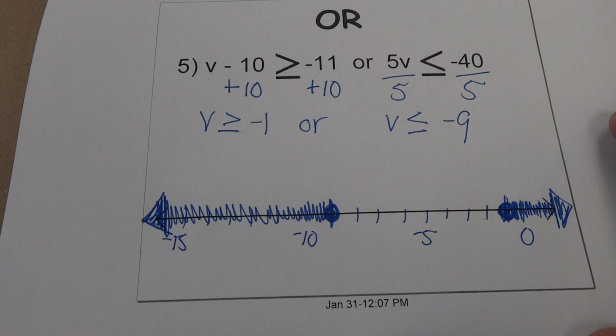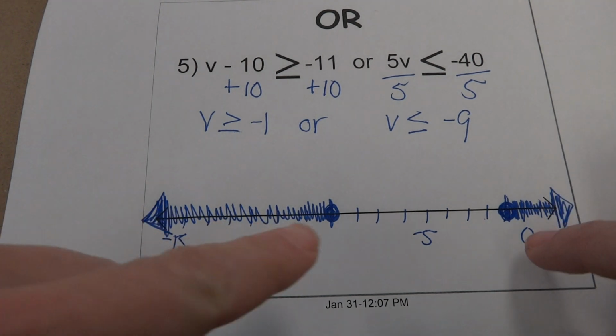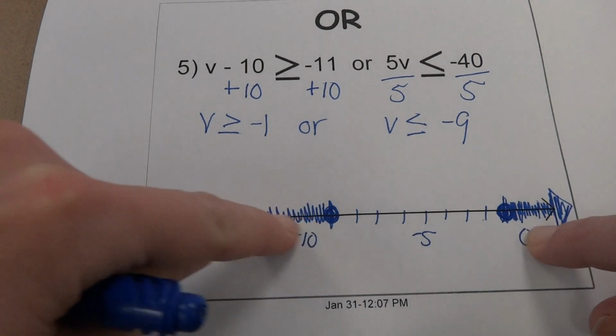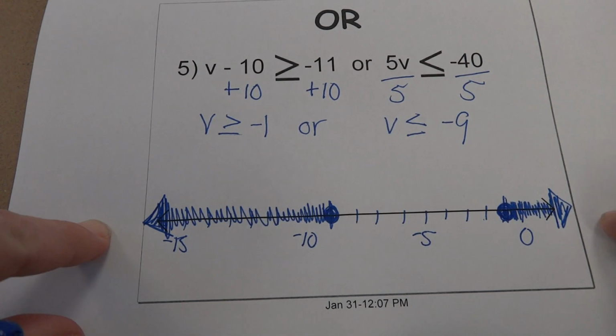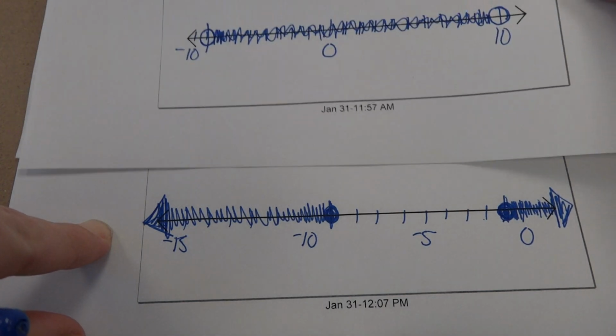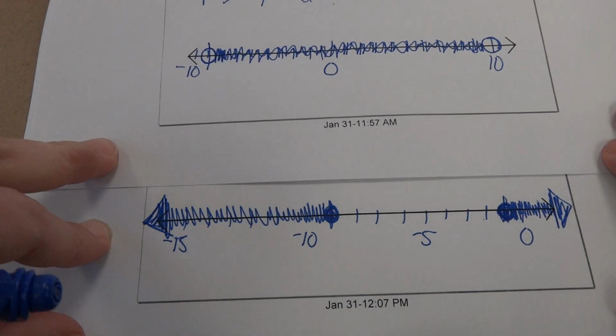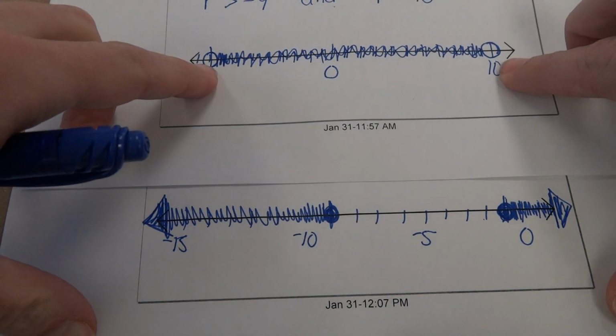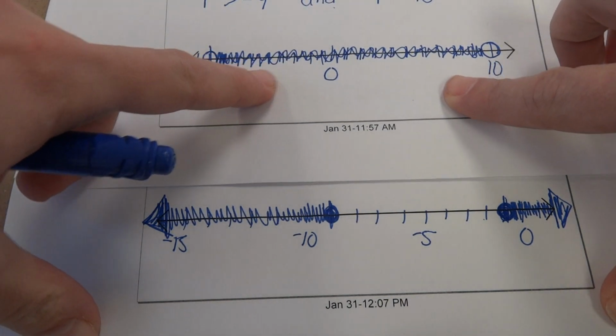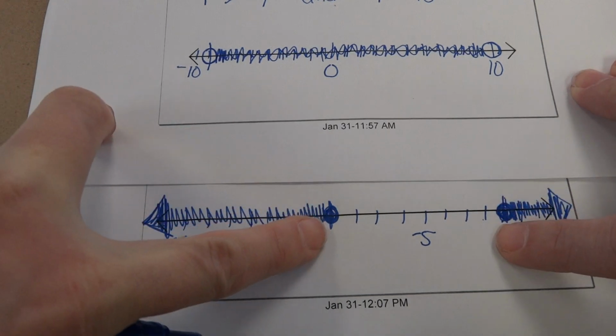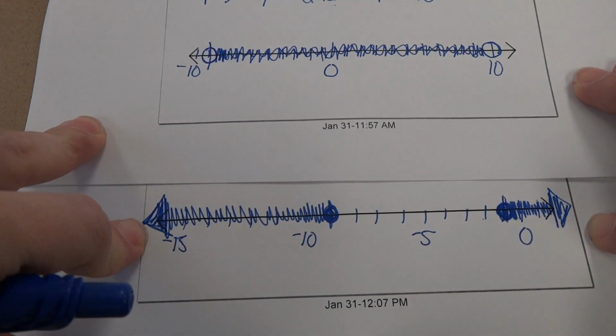With or statements, our graphs will always look like this. We will have 2 bound marks and we will be shaded to the outside. So you can kind of compare that to the graph for the and statement. You can see that it will always have 2 bound marks and be shaded in between, and the or statement will have 2 bound marks and be shaded to the outside.